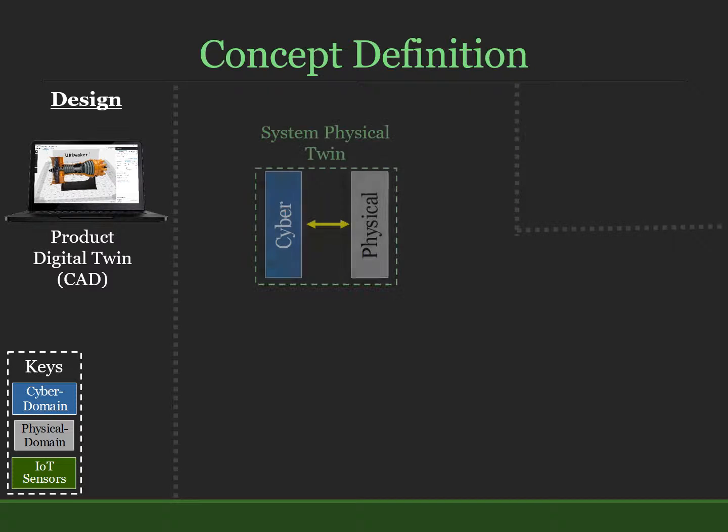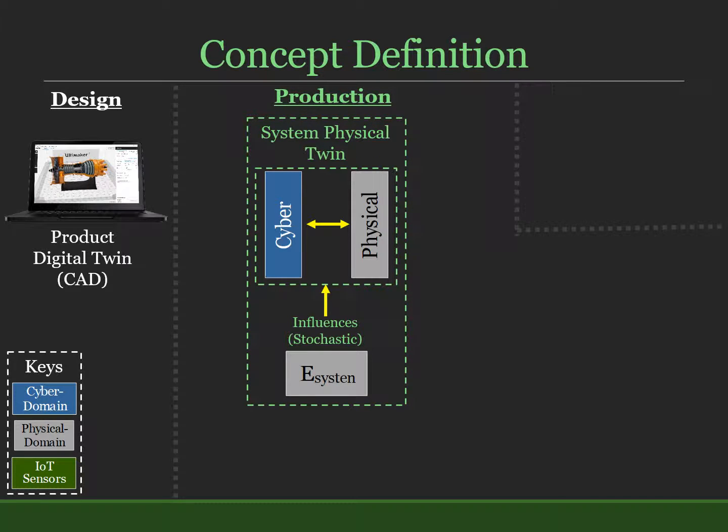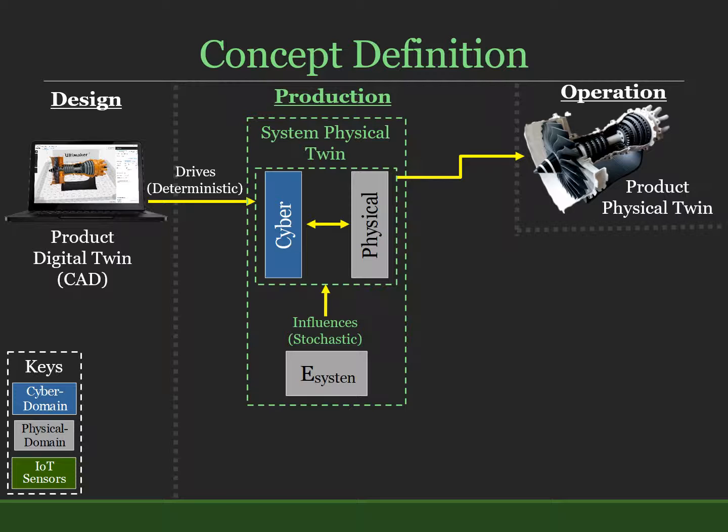The manufacturing system can be decomposed into cyber and physical components. However, in a manufacturing system, mostly the physical components also interact with the environment, which is represented as E-system. The interaction between the physical component of the manufacturing system and the environment may be stochastic due to the unpredictable nature of some of the environmental factors. On the other hand, the product digital twin drives the system physical twin in a deterministic manner. However, the outcome of the interaction between the product digital twin and the system physical twin becomes stochastic due to the influence of the environment. The manufacturing system produces the required product, and the product goes to the operation phase of the manufacturing supply chain.